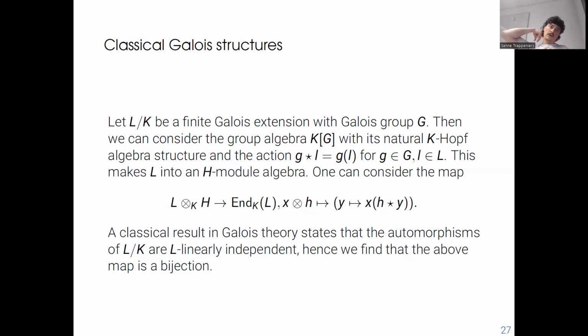And well, a very classical result in Galois theory states that the automorphisms of L over K are L-linearly independent. But what does this mean in this case? Well, first of all, note that the K dimension here and here, they are the same. So if you want this map right here to be bijective, it's sufficient to say that it's injective. But injectivity means precisely that all of the group-like elements here, so all the elements in the Galois group, should be L-linearly independent. So from this classical result, we find that this map right here is a bijection.